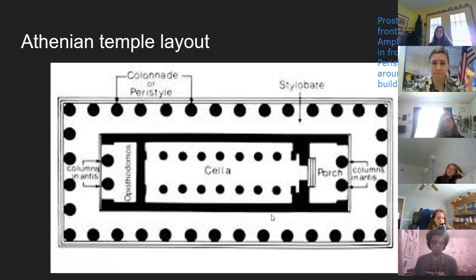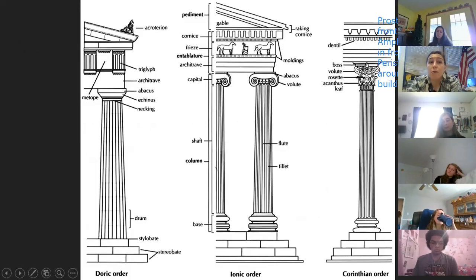So along with that, you guys do not need to know all of these terms, but I do want you guys to know some of them because we'll keep talking about them and I'll be like, blah, blah, blah, pediment. And you're going to be going, what is a pediment? So make sure that you do know these terms.